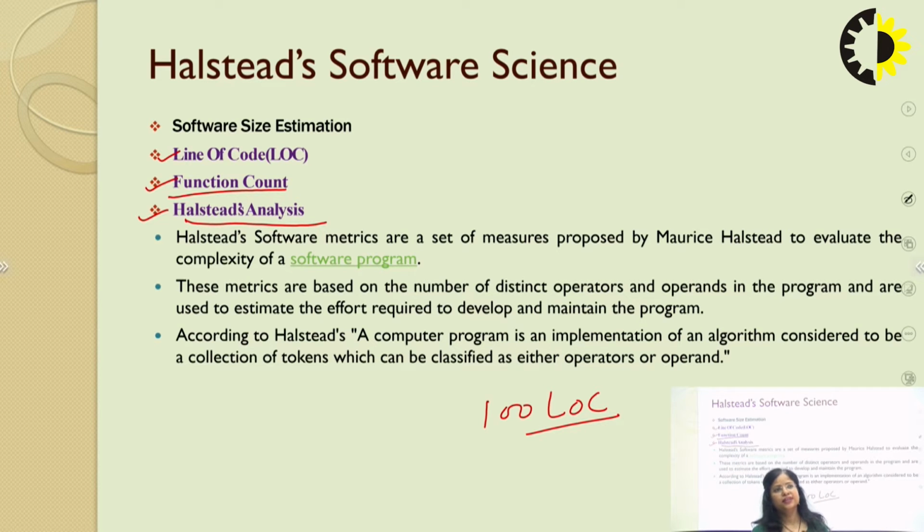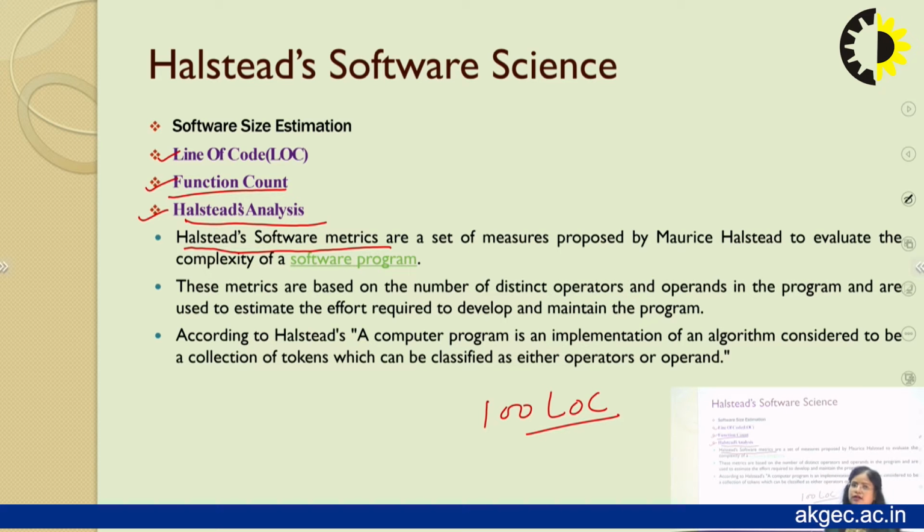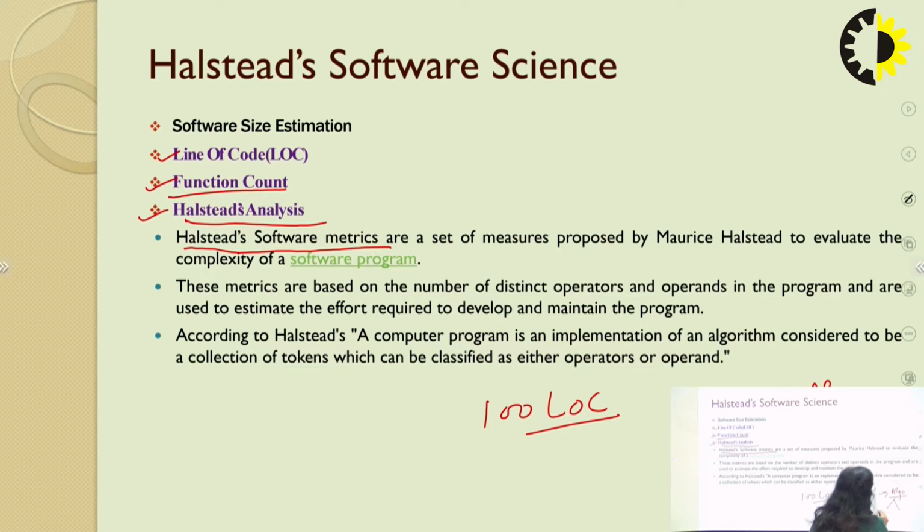So, Halstead analysis, what is this? Maurice Halstead in 1977 gave a method for measuring the size of a software. This method is known as the Halstead software matrix. It is based on the phenomenon that any program is implemented with the help of some algorithms, and these algorithms depend on particular elements. We can say these algorithms contain elements like operators and operands.